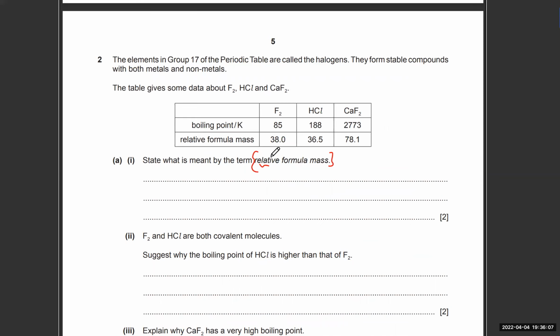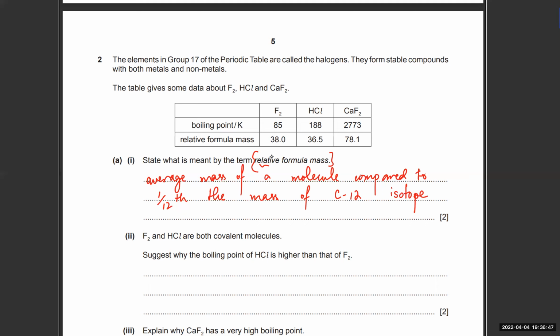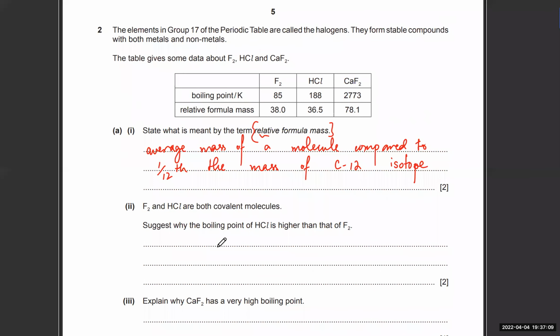Whenever you have the term relative, it's the average mass of a molecule compared to 1/12th the mass of a carbon-12 isotope. So everything is measured with respect to carbon-12, like how much heavier or lighter you are compared to carbon-12. Whenever you have the term relative, that means average, because elements have a lot of isotopes. Like chlorine over here has two isotopes, which is why its formula mass is in decimals, because you're taking an average of the mass of the molecules.